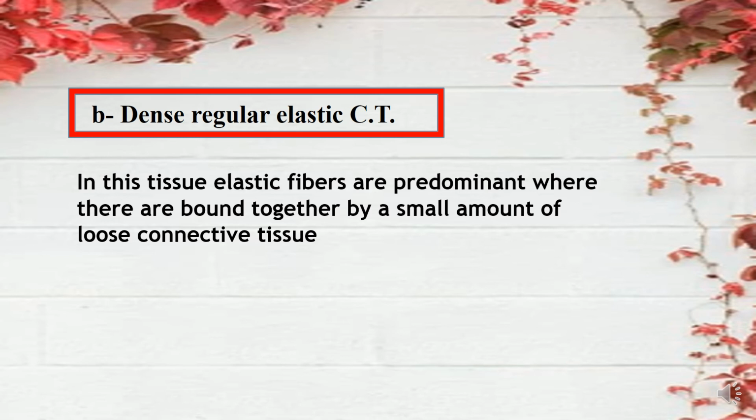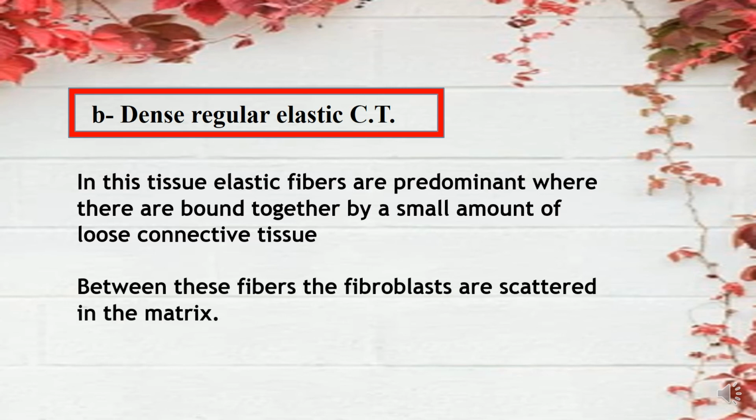نعرف طبيعة elastic fibers اللي تكون wavy branch run singly. These fibers are bound together by a small amount of loose connective tissue. Between these fibers are fibroblasts, which are scattered in distribution in the matrix.